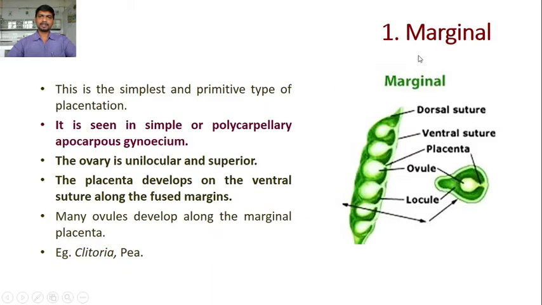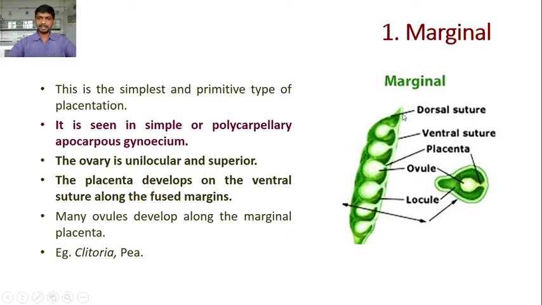Okay. Now the first one is the marginal placentation. This is the simplest and primitive type of placentation. It is seen in simple or polycarpellary apocarpous gynoecium. Apocarpous, where the carpels are free. Polycarpellary means it possesses many carpels. The ovary is unilocular and superior. Okay, it is unilocular, it possesses only one locule. The ovary is superior, means the ovary is present above the other floral whorls such as calyx, corolla and androecium. It is superior. The placenta develops on the ventral suture along the fused margin.